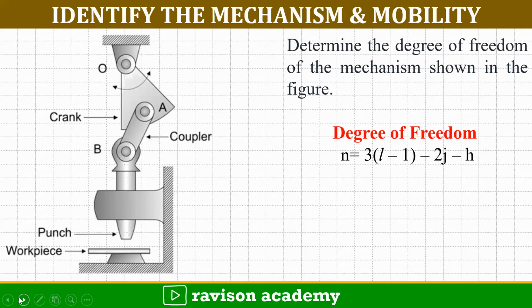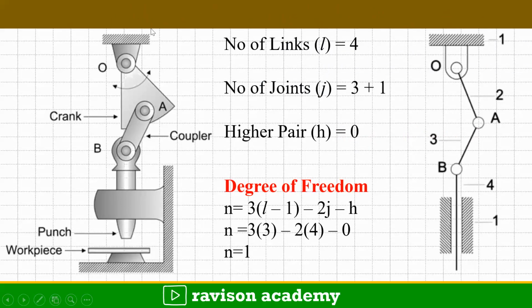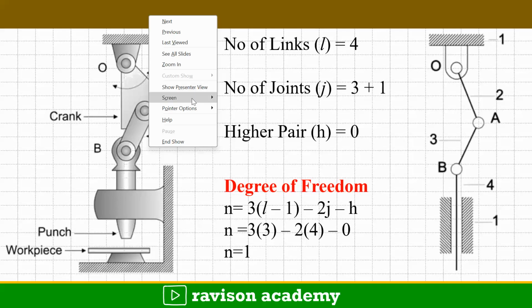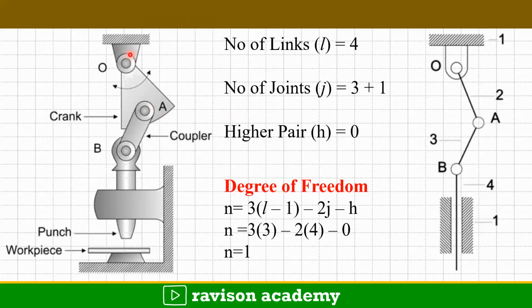So you want to identify the mechanism. Another type of problem: you want to identify the mechanism and find out its mobility. So this is the working of a punch press. Here you can see this is a fixed link. A is a crank which rotates completely. Similarly, B is a pin joint which connects the connecting rod and the punch. So on the complete rotation of this crank A, we are able to get the reciprocating motion of the punch.